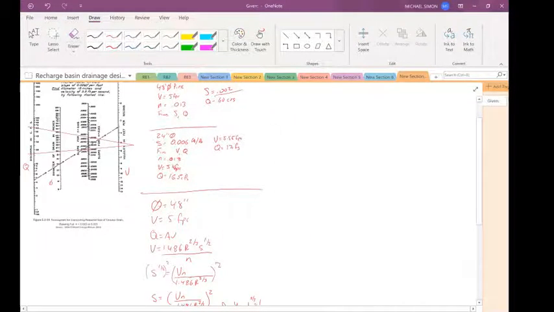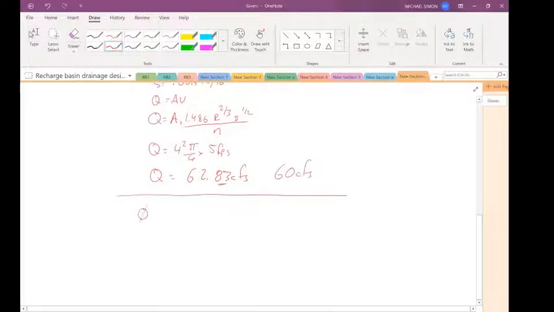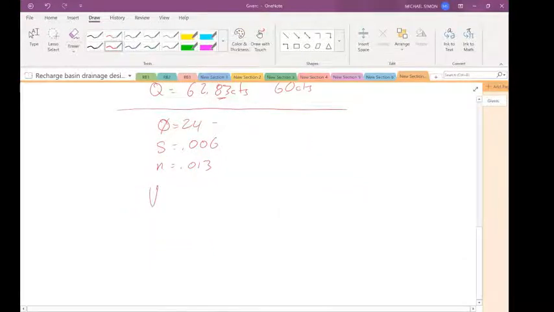So that's going to be slope of 0.006, N of 0.013, and 24. So diameter, how are we looking for diameter? Velocity, we have diameter is 20. I don't have to scribble, I can erase. Diameter is 24, slope is 0.006, and N is 0.013. So I got to find my velocity. V is equal to 1.486 R to the 2/3 S to the 1/2 over N. You do not have to memorize this formula, but I'm going to say it so many times it's going to get stuck in your head.